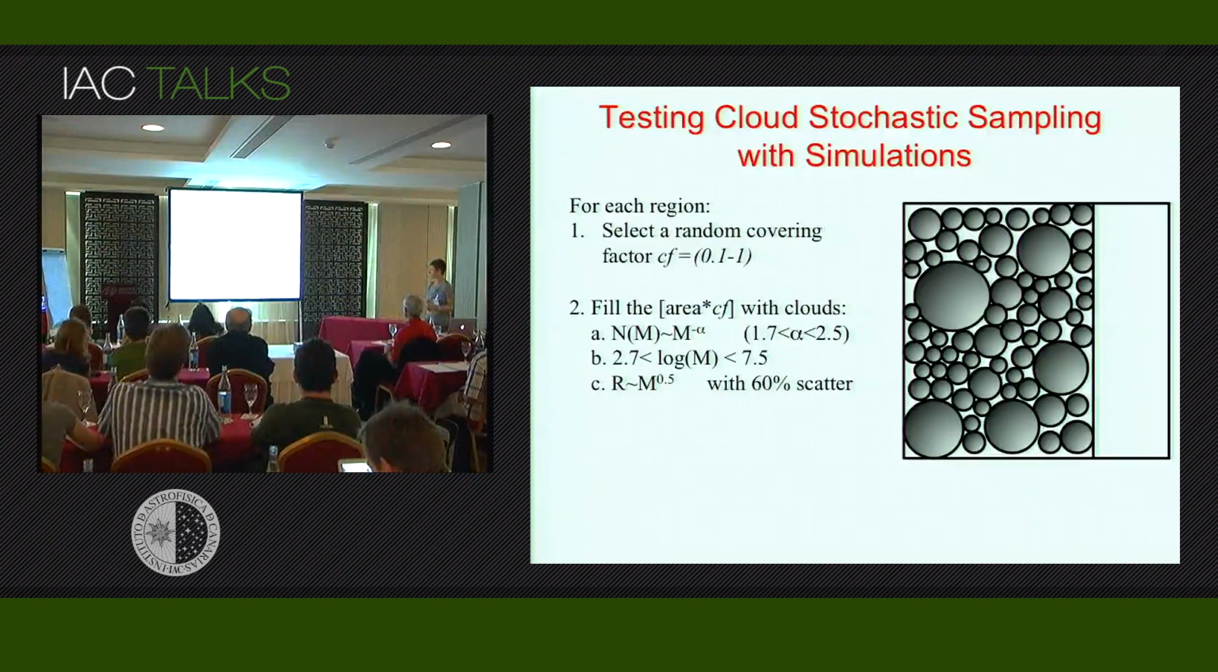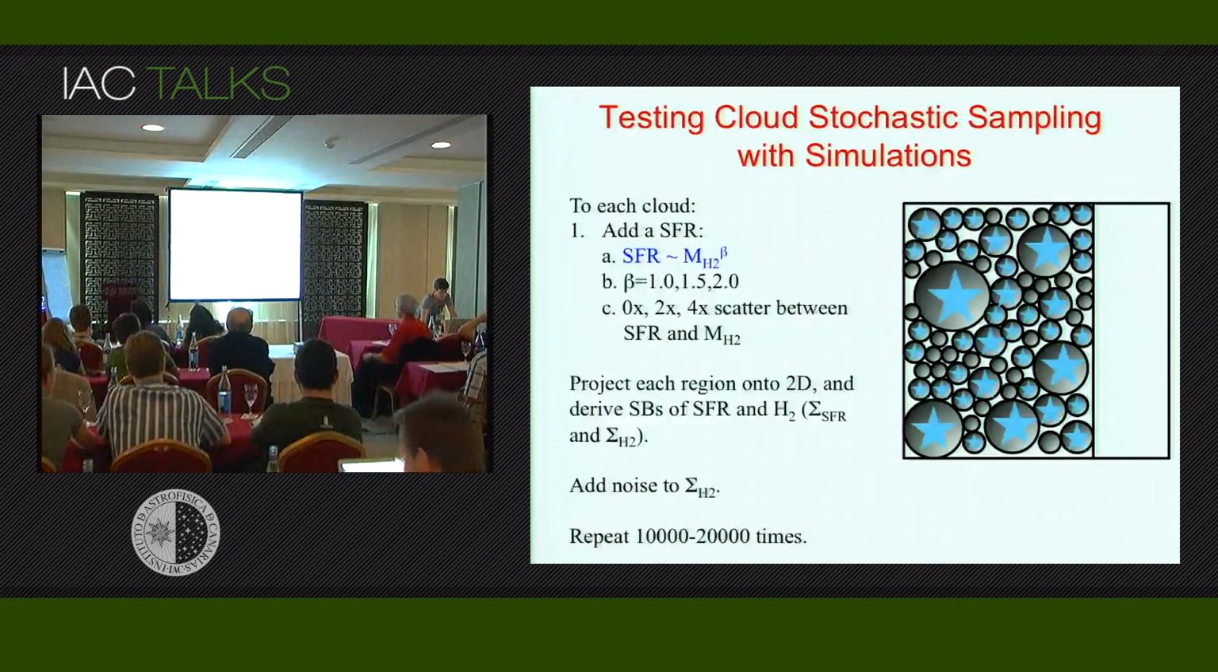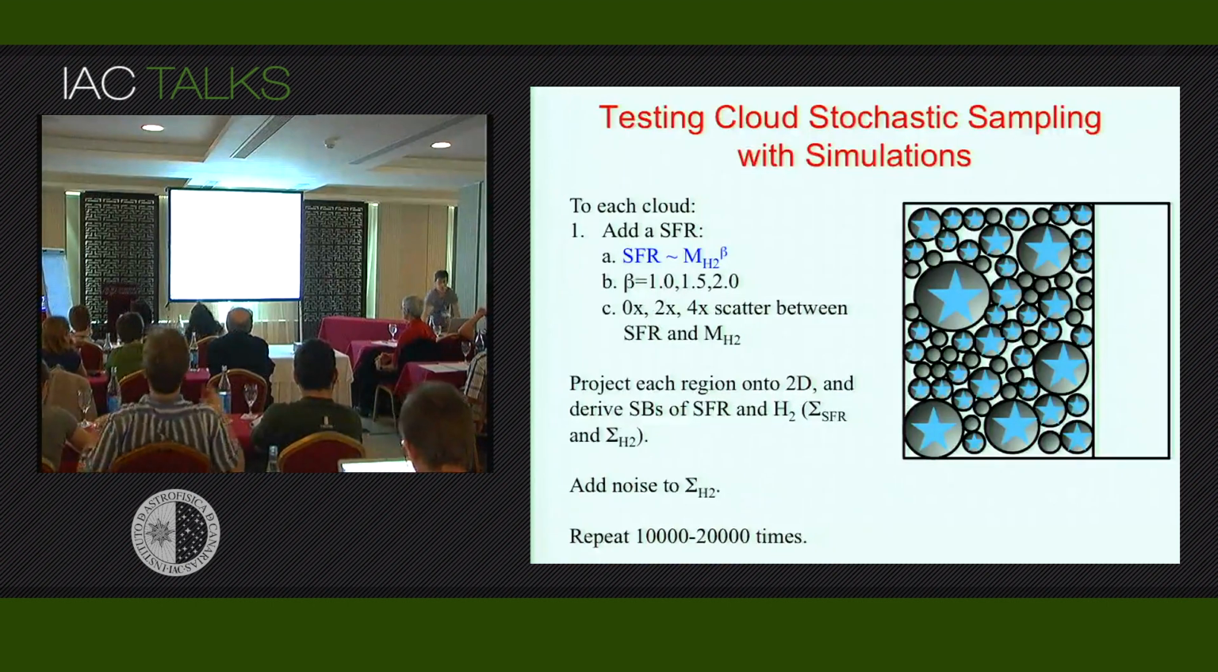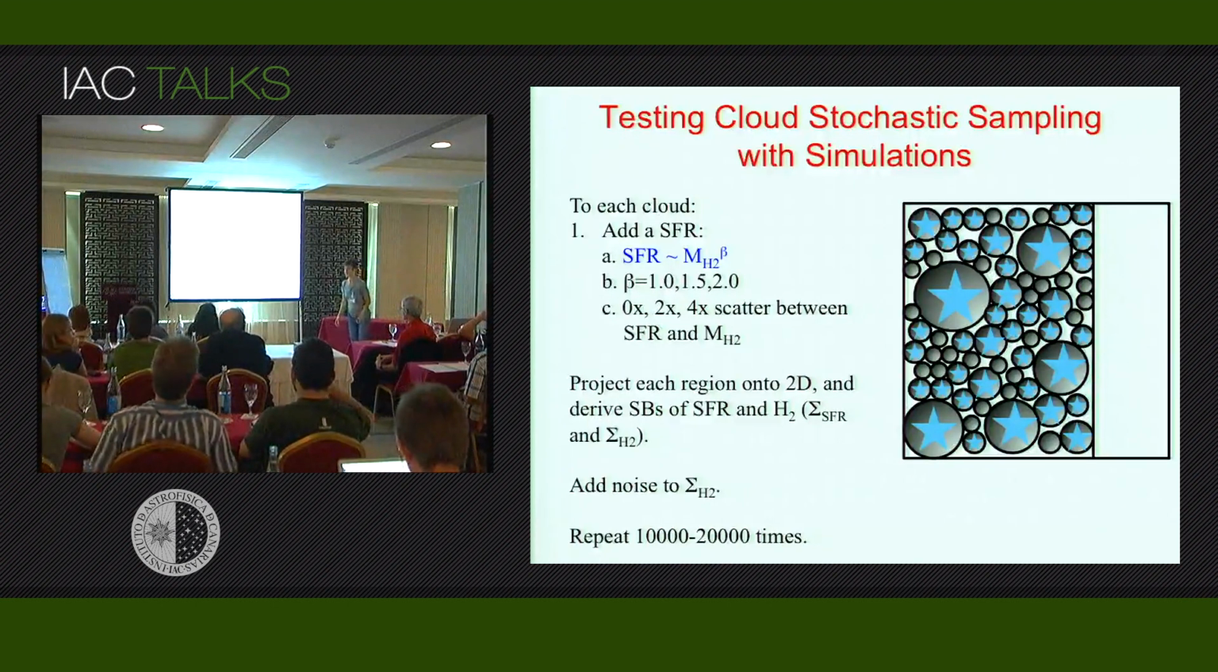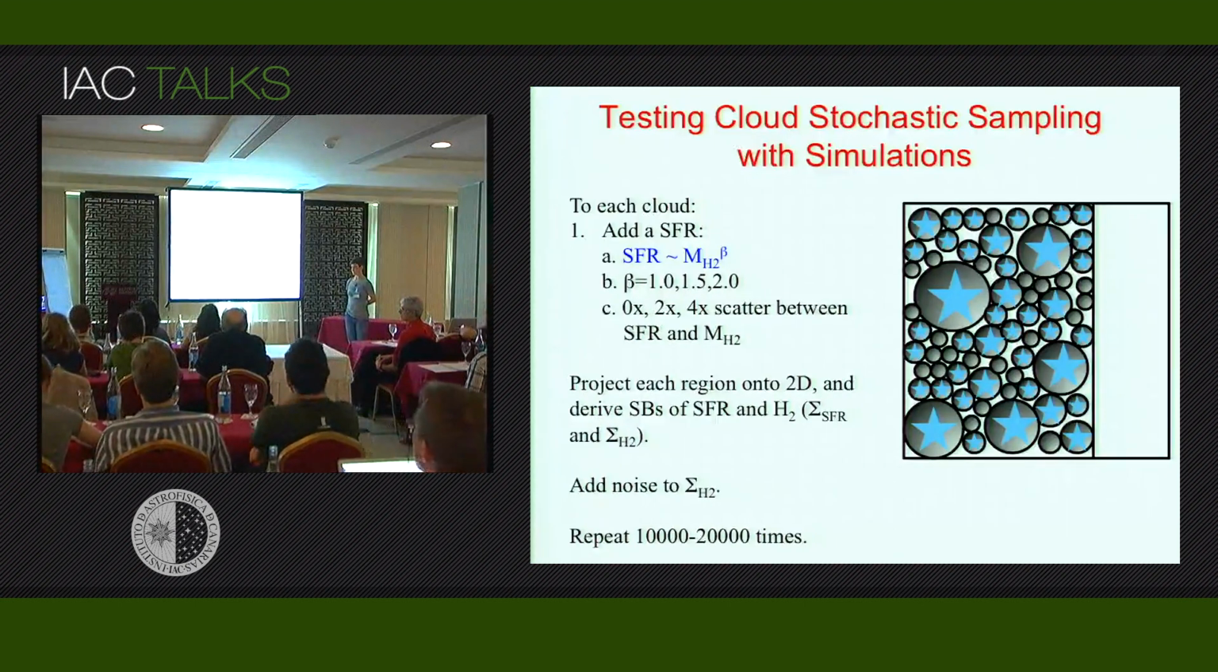Okay? You fill them with clouds, you give a mass function, you give a range in masses, you relate the size to the mass through one of the Larson laws, but you give it a scatter. Okay? Never produce a simulation that doesn't have scatters everywhere. Practically, you are producing a Monte Carlo simulation. Okay? That's the short word for it. To each cloud at this point, you add the star formation. And in particular, the recipe we choose is to relate directly the molecular mass cloud to the star formation rate with a range of values for the exponent, and we add scatter as well. Okay? Then we project everything onto dimensions.